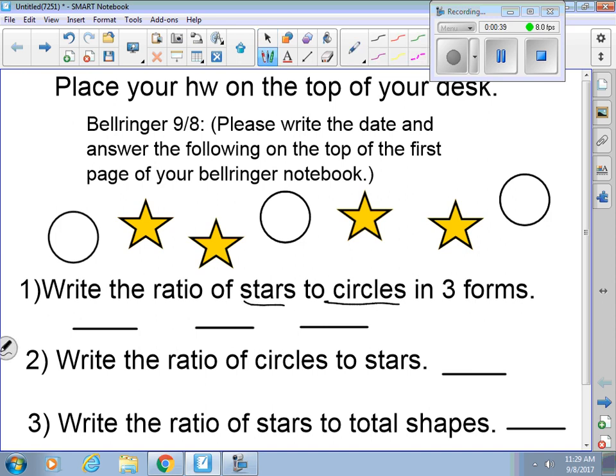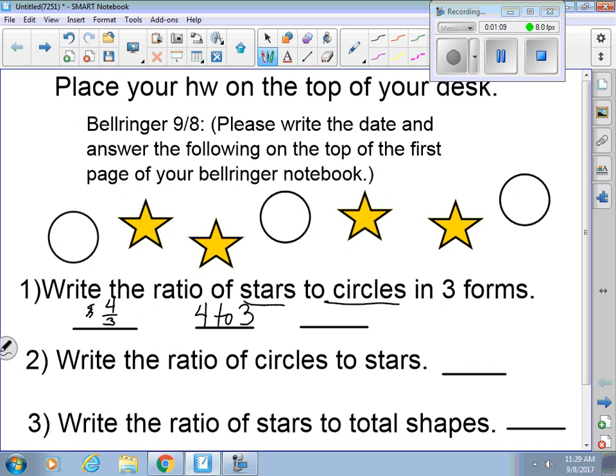Stars to circles. Go ahead, Nadia. 4 to 3. 4 to 3, very nice. Now, how do you want me to write that? Fraction form? Okay. So, I'm going to scribble that out. 4 to 3. Nice job. How else can I write that, Malaya? In the word form. What do you mean? Like where you write the word "to". Very good. So 4 with the word "to", and then 3.